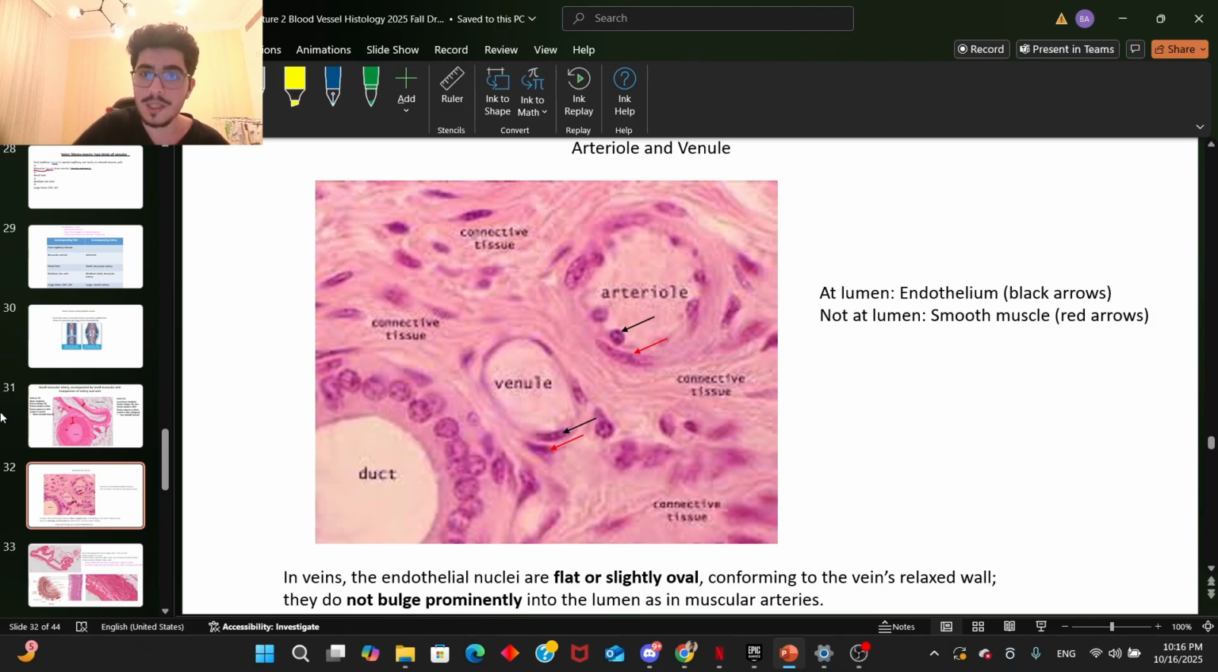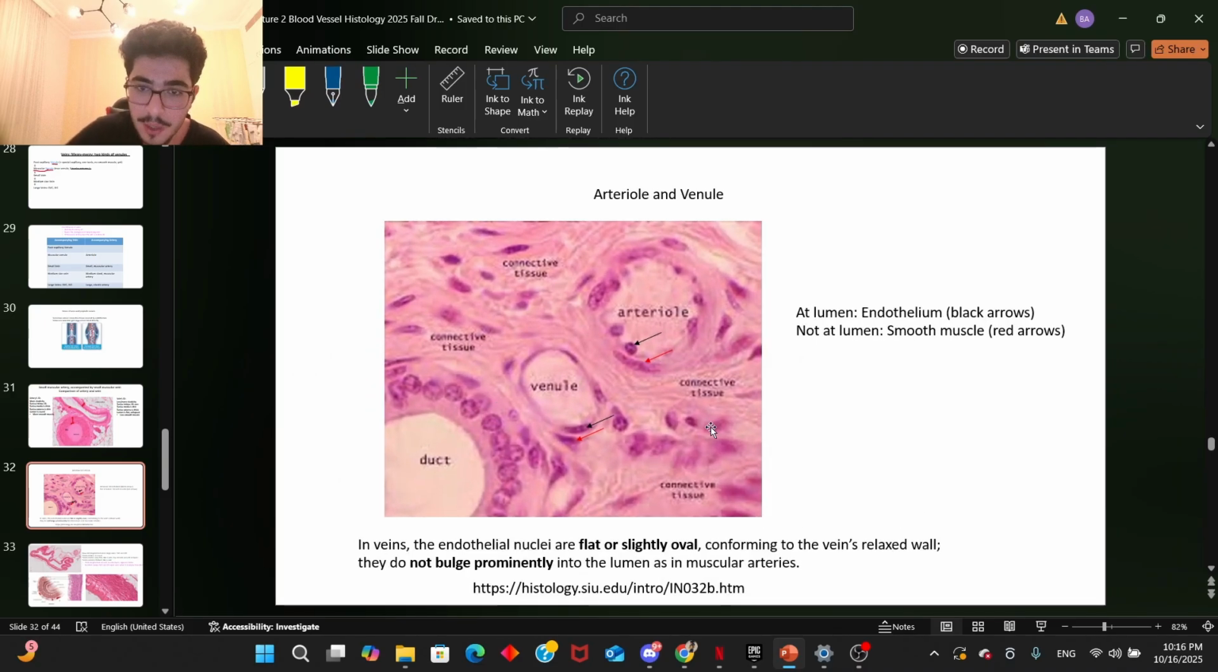Okay, so we're almost ending the lecture here. But these are venules and these are arterioles. How can you tell the difference between them? Well, the first thing is that they both contain simple squamous epithelium and usually one to two smooth muscle layers. Okay, that's universal for both.